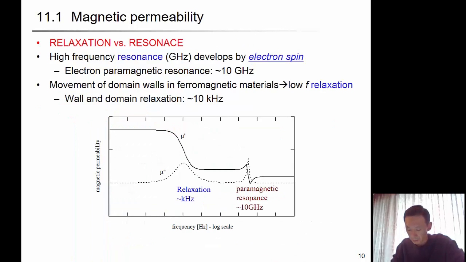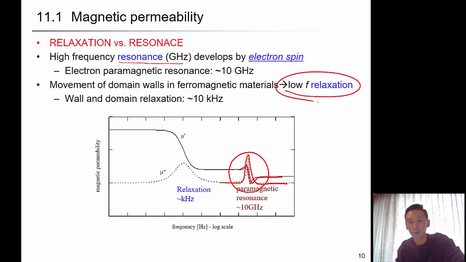So in ferromagnetic materials, at high frequency, resonance develops by the electron spin, and the real value will be like this, and the imaginary magnetic permeability will respond like this. In the low frequency relaxation regime, the real permeability decreases with the increase in frequency, and the imaginary value will show a bell-shaped curve like this at about 10 kilohertz.